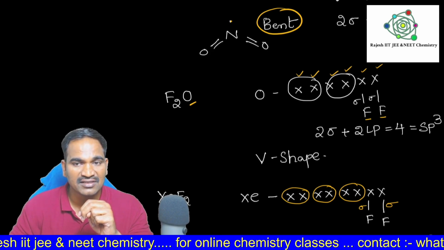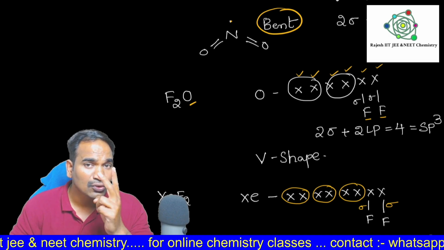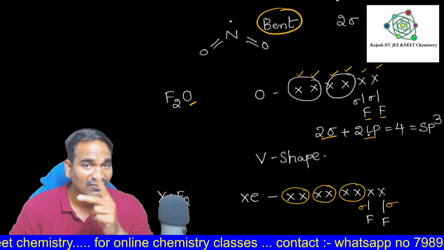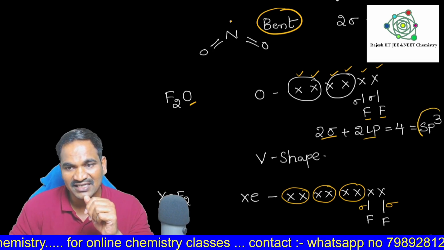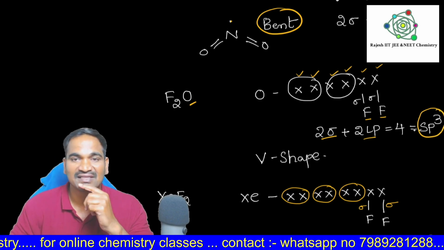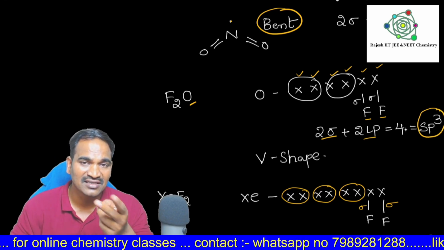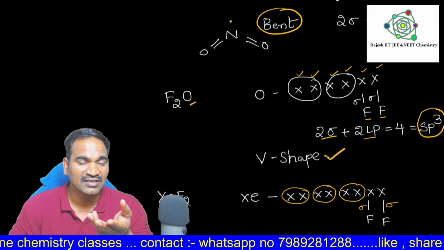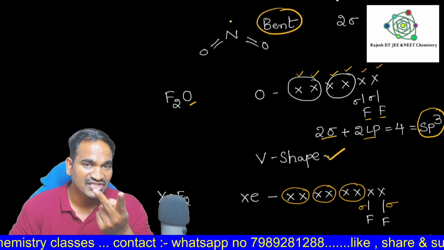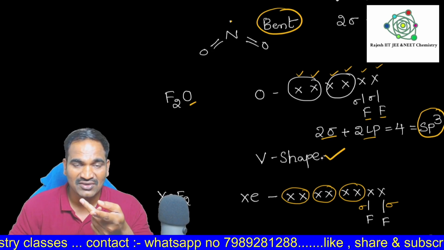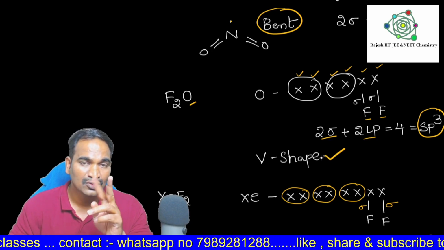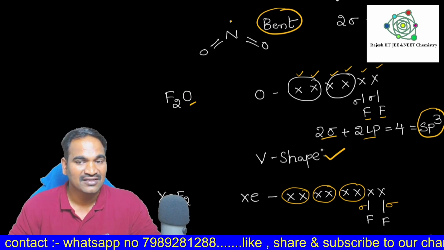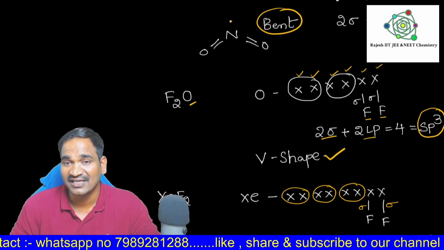2 sigma bonds and 2 lone pairs. So 2 sigma bonds, 2 lone pairs. 2 plus 2, 4. 4 means its hybridization is what? sp3 hybridization. And what is its geometry or shape? It's a V shape, like water. Water also has central atom oxygen, 2 lone pairs and 2 bond pairs, V shape. Have you got it? So now, it is also not linear.